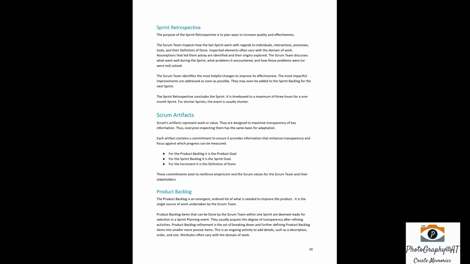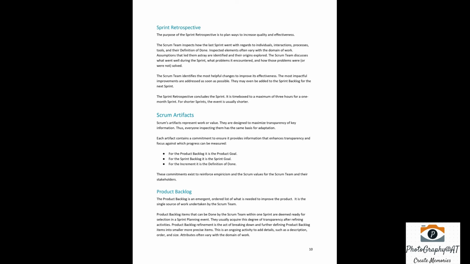Each artifact contains a commitment to ensure it provides information that enhances transparency and focus against which progress can be measured. For the product backlog it is the product goal. For the sprint backlog it is the sprint goal. For the increment it is the definition of done. These commitments exist to reinforce empiricism and the Scrum values for the Scrum team and their stakeholders.